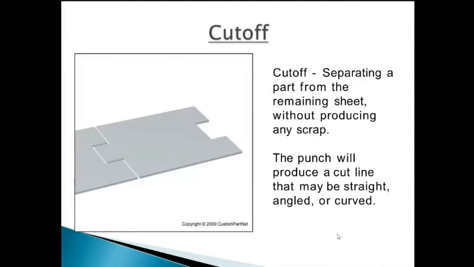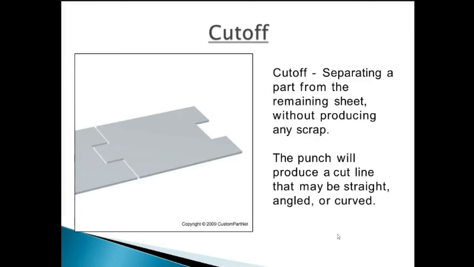Next is your cutoff operation. See the figure of your cutoff operation. We are doing some parting operations before the cutoff operation, and after the cutoff operation we have to connect these two parts, and that is nothing but your cutoff operation. Cutoff means separating the parts from the remaining sheet without producing any scrap. That means we should not produce any kind of scrap from the sheet metal. That operation is nothing but the cutoff operation.